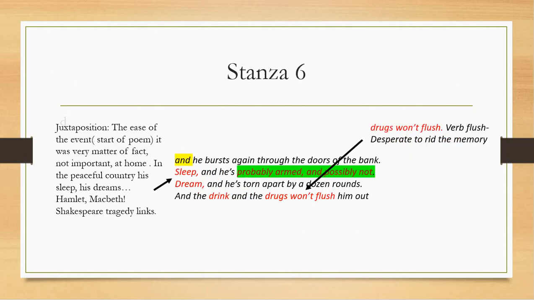Which leads us on to stanza 6. And he bursts again through the doors on the bank. Sleep, and he's probably armed and possibly not. Dream, and he's torn apart by a dozen rounds. And the drink and the drugs won't flush him out. So we have that sleep and dream. There's a juxtaposition. The ease of the event at the start of the poem, how matter-of-fact it was, it's not important. But at home, in this peaceful country, his sleep and his dreams are affected.